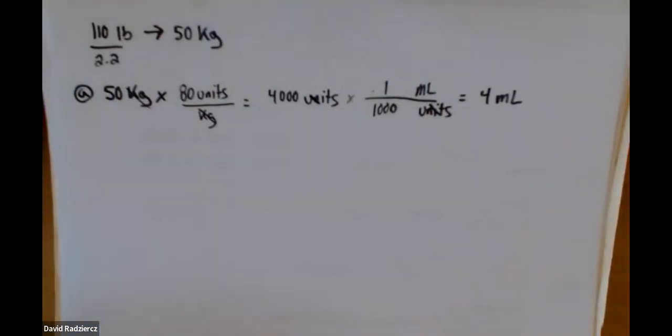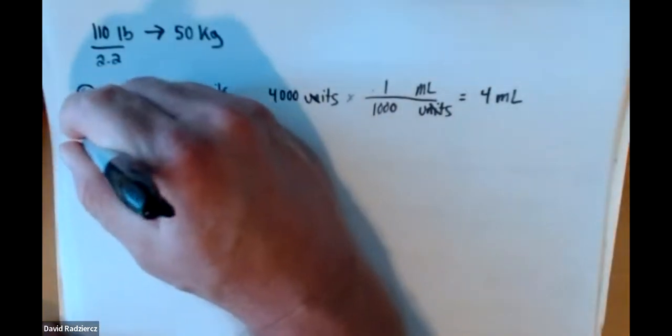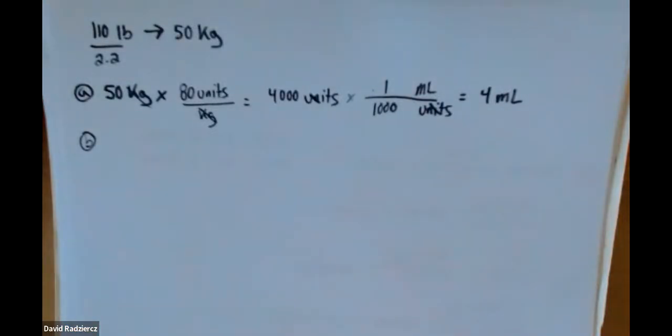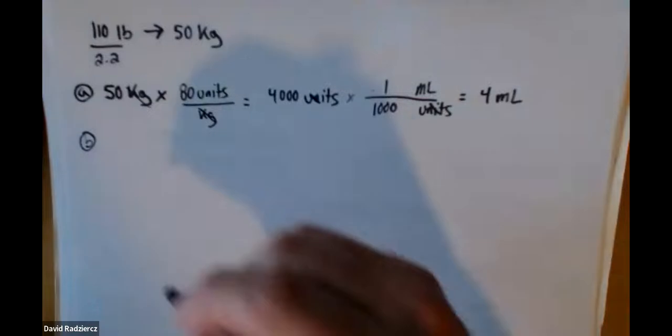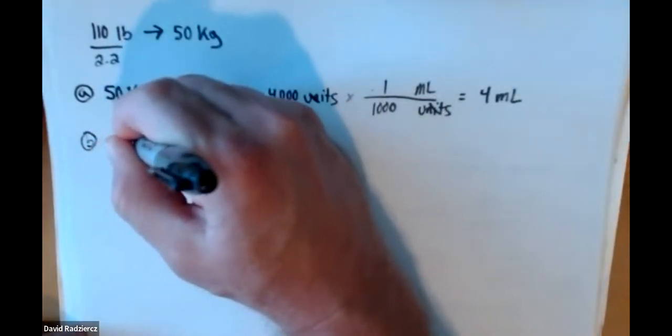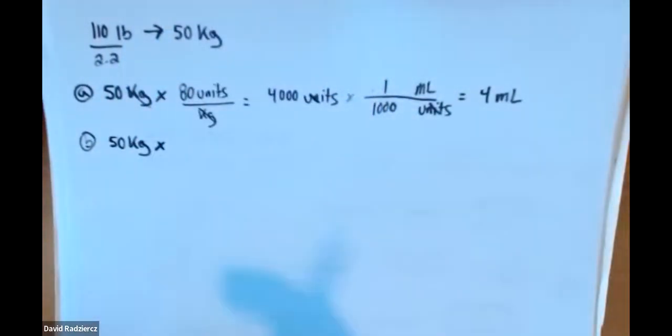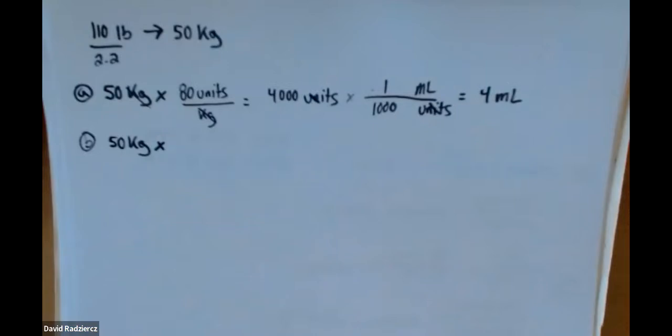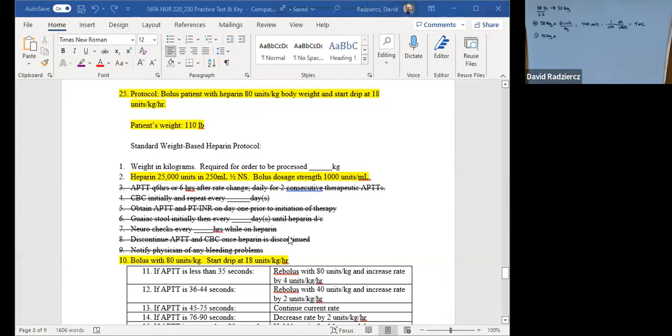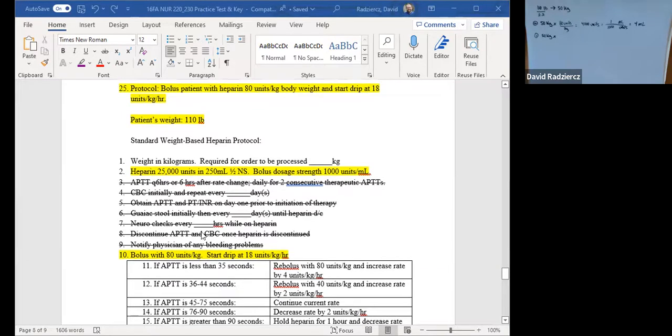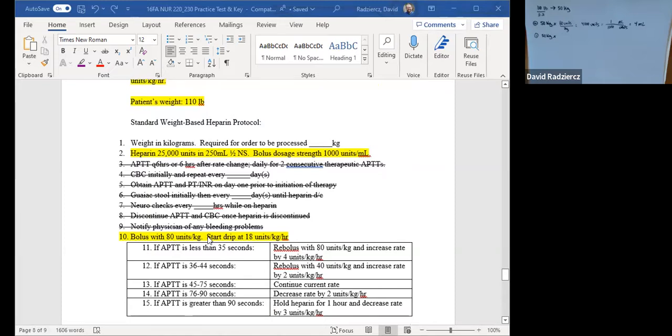Part 2. The next thing I need to calculate is the infusion rate, milliliters per hour. So I'm going to use the same patient weight. I'm going to go back to the protocol. This is obviously easier if you are doing a side-by-side or something, which I'm sure I can do, I just haven't figured that out yet. Anyways, it says to start your drip or your infusion at 18 units per kilogram per hour.